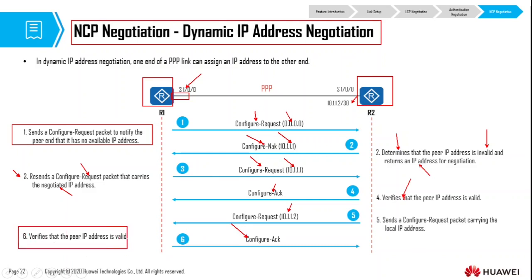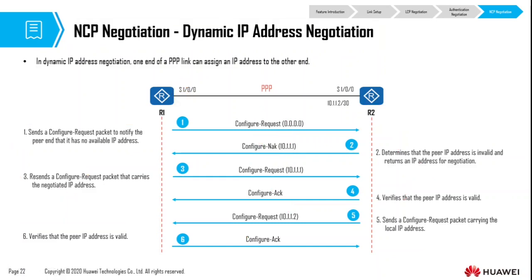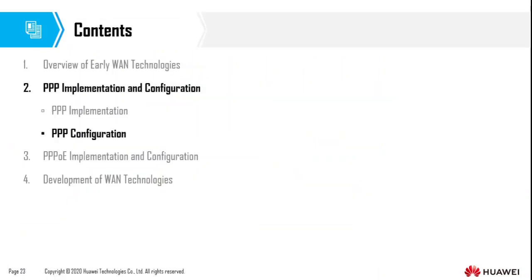So that is step number 6. Step number 6 here verifies that the peer IP address is valid and sends a configure acknowledgement. So that is how dynamic IP address negotiation really happens. Okay, so now let's look at the PPP configuration. It's quite easy.